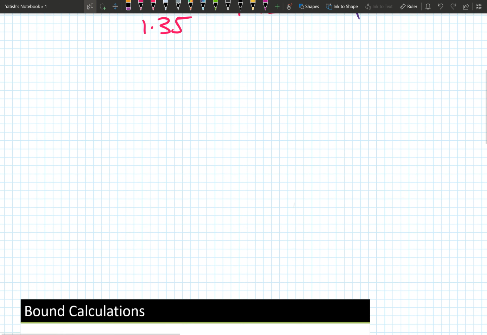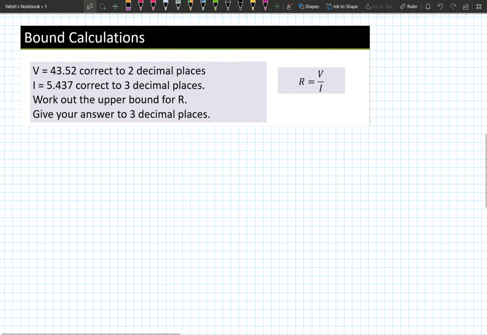Okay, example 2. Essentially the same question, but we're finding the upper bound for R. So R equals V over I. The upper bound means I use the upper bound of V and the lower bound of I. So that is to 2 decimal places.